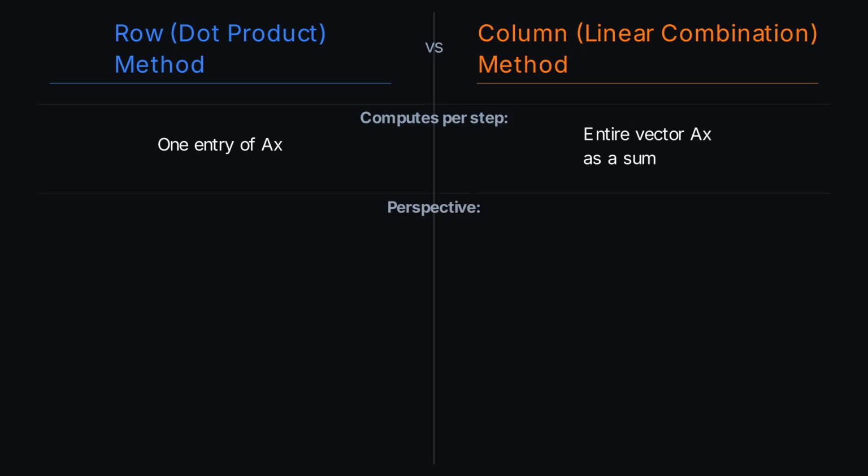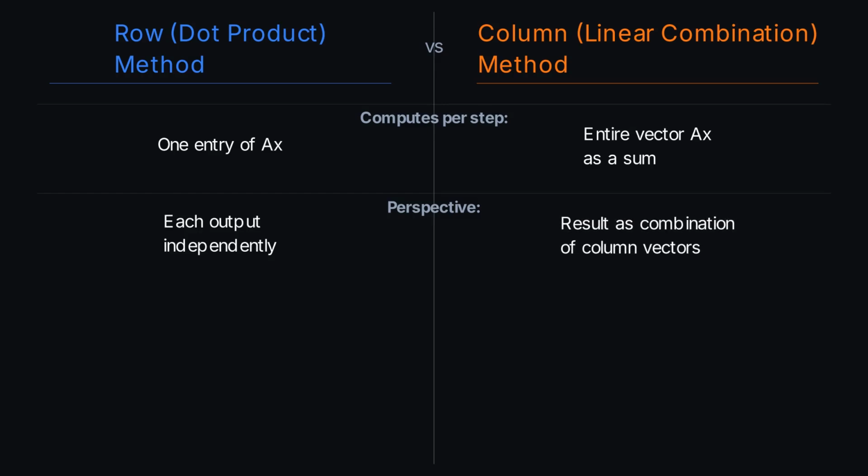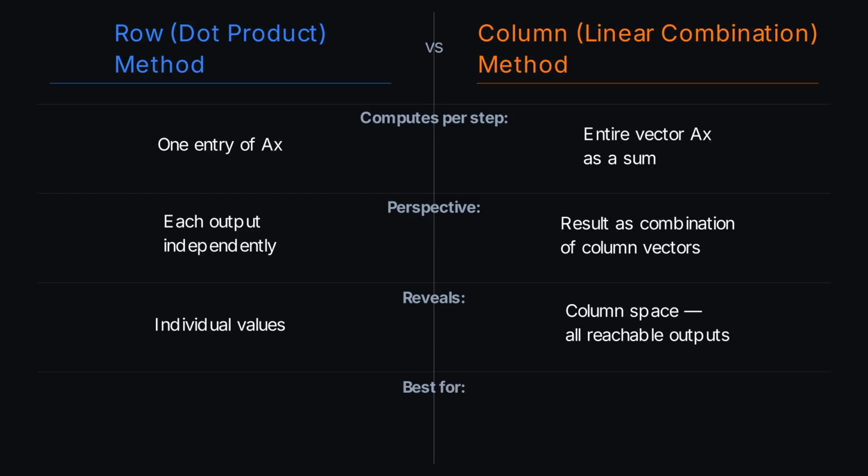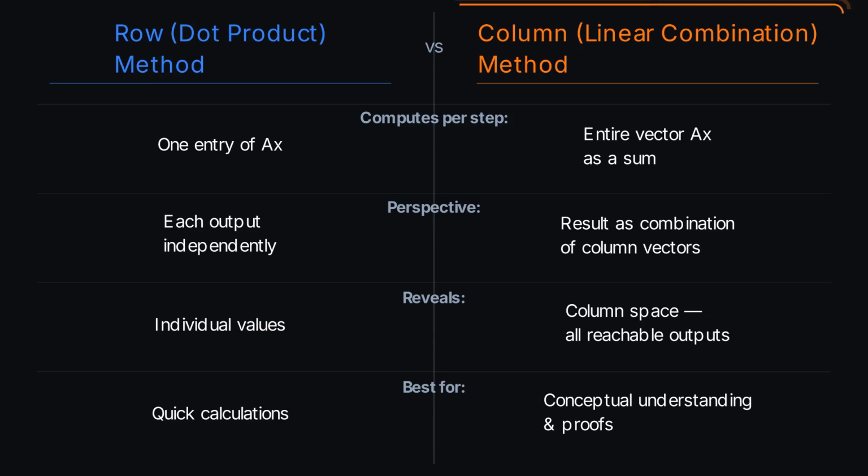Next, consider the perspective each method offers. The row method treats each output independently. The column method views the result as a combination of column vectors. Now, what does each method reveal? The row method reveals individual values. The column method reveals the column space, that is, all reachable outputs of the matrix. Finally, when should you use each? The row method is best for quick hand calculations. The column method is best for conceptual understanding and proofs.